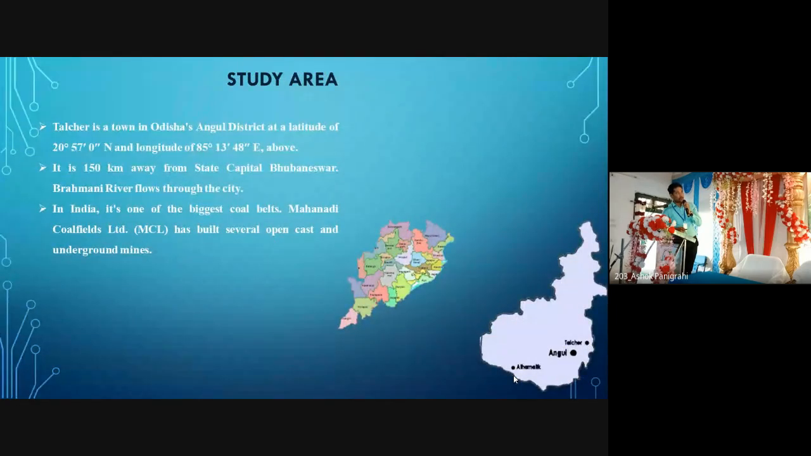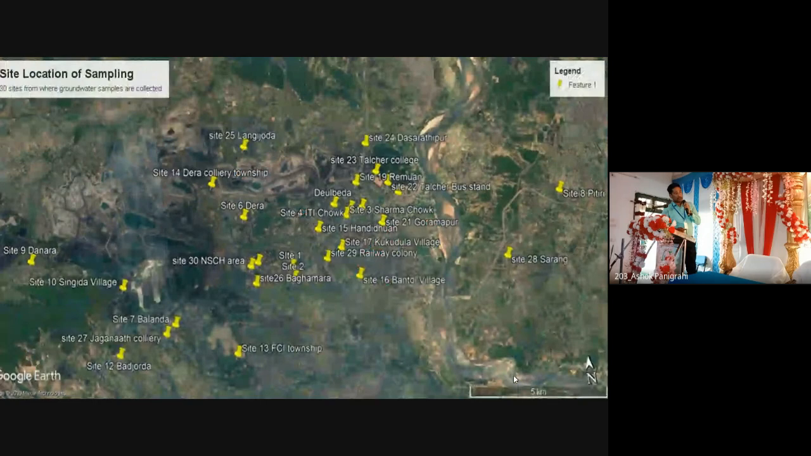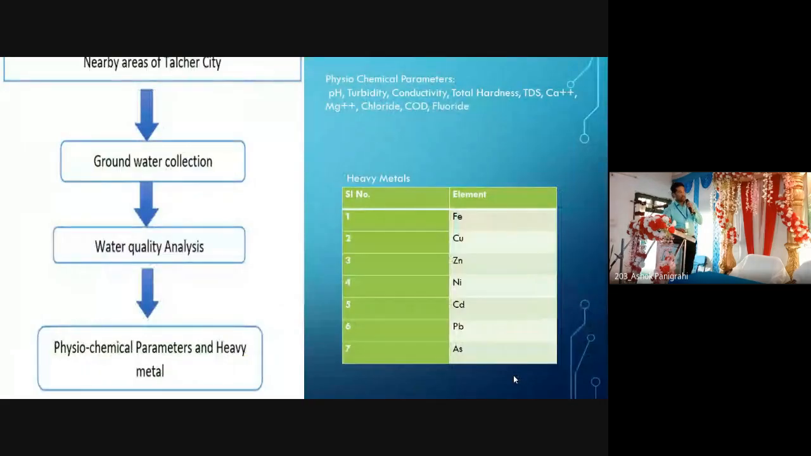Then coming to my study area, that is one of the largest mining areas in India, and it is located in Angul district of Odisha. And MCL has done mining here, several open mining and underground mining. These are the sampling sites of mining. We have taken 30 sampling sites, and from these we collected the groundwater samples. Then we analyzed the water quality, and then we analyzed its heavy metals concentration.